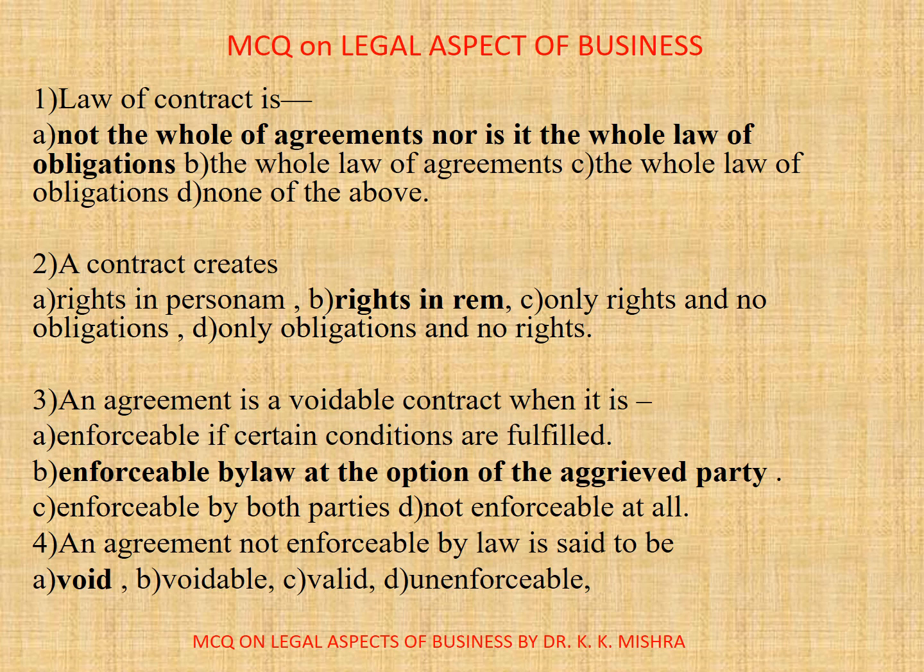Question number 4. An agreement not enforceable by law is said to be, options are A, void, B, voidable, C, valid, D, unenforceable. Correct option is A, void.